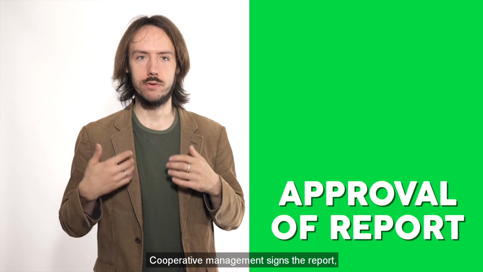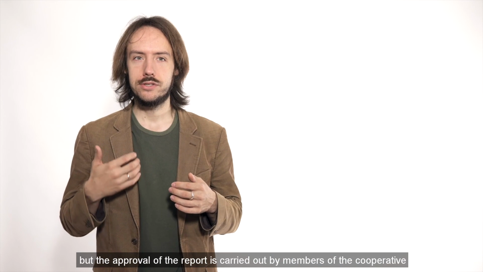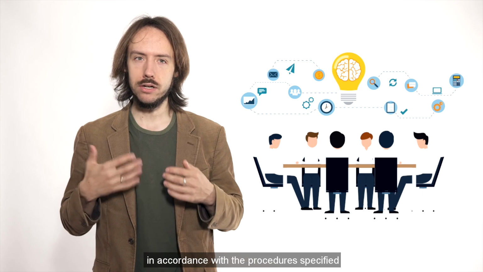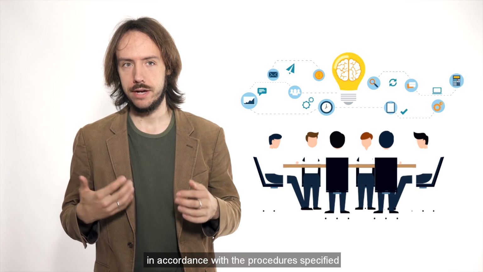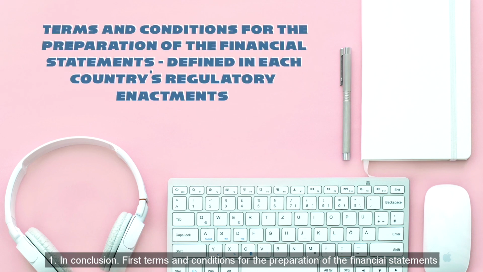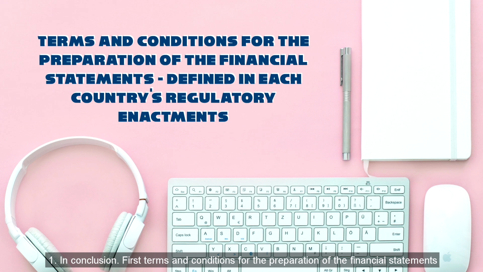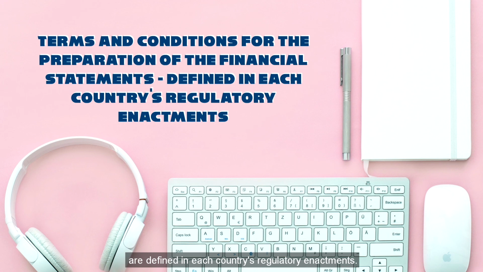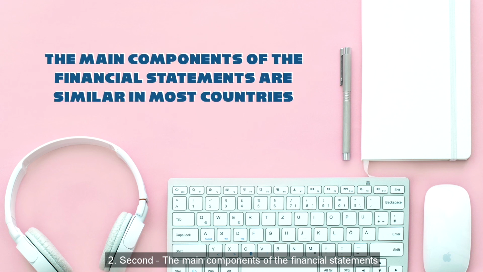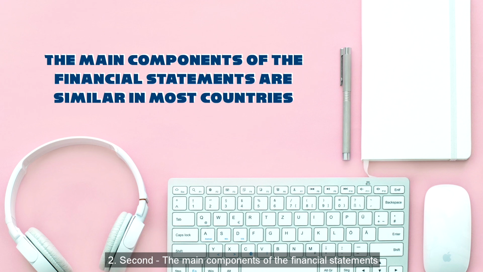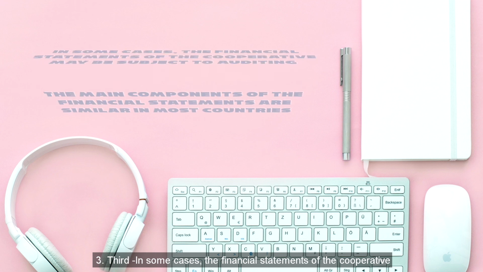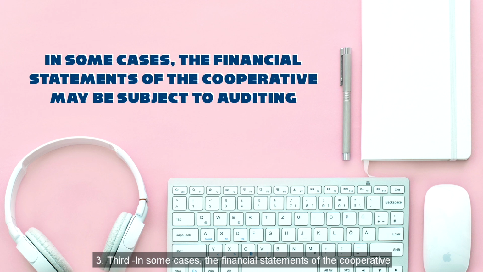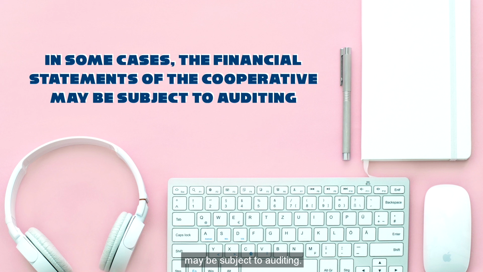Cooperative management signs the report, but the approval of the report is carried out by members of the cooperative in accordance with the procedures specified in the regulatory enactments. In conclusion, first, terms and conditions for the preparation of the financial statements are defined in the country's regulatory enactments. Second, the main components of the financial statements are similar in most countries. Third, in some cases, the financial statements of the cooperative may be subject to auditing.